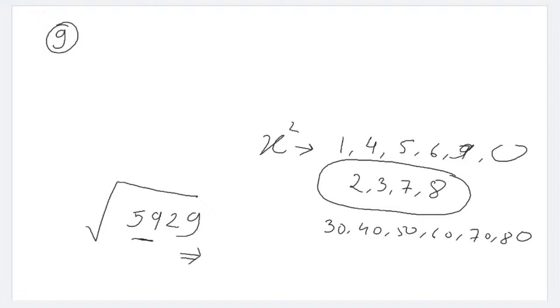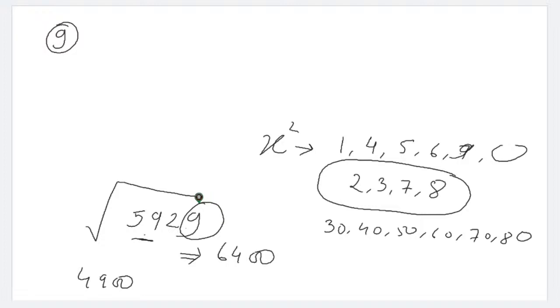What is the square of 80? Square of 80 is 6,400. Now, 5929 is nearby to 6400. And which one is the previous number? 70. 70 squared is 4,900. Now, if you see this 59, 59 is very, very far from 49, but very, very close to 65. And what is the last digit? 9.